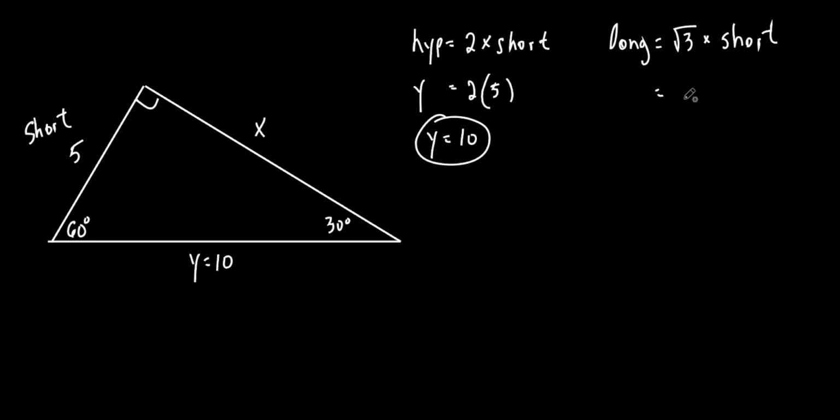What do you have to do here? Yeah, just put the number right next to it. It's the square root of 3 times what? Times 5. But we don't write it like that. How do we write it? 5 square root of 3. And that's what x is equal to. Would you agree? It's pretty simple. It's not always going to be this simple. But that's the easiest version that I could possibly give you on a 30, 60, 90 triangle.